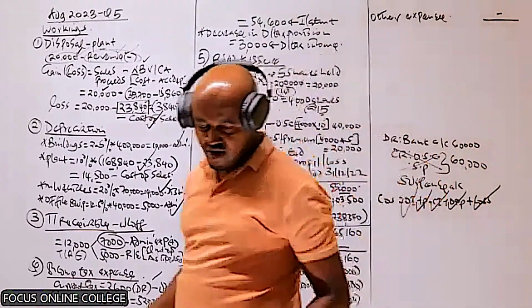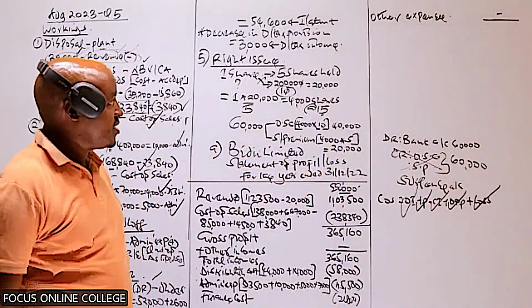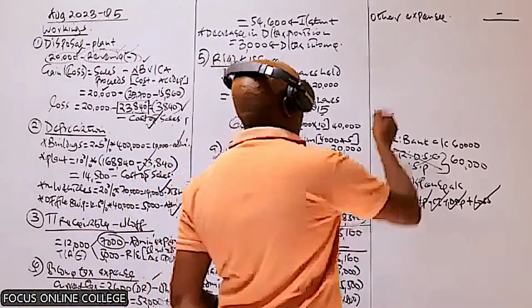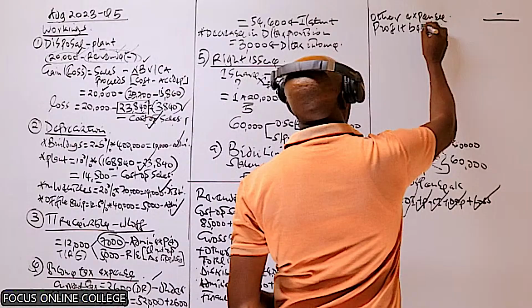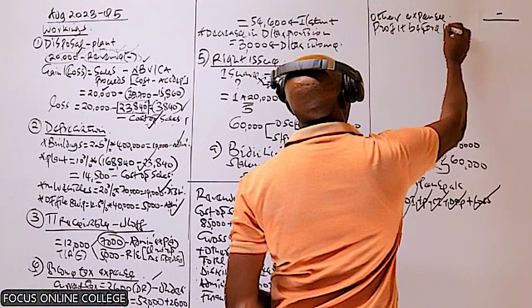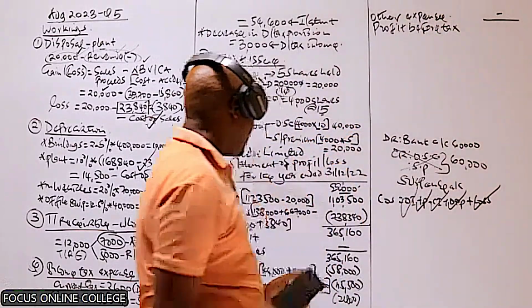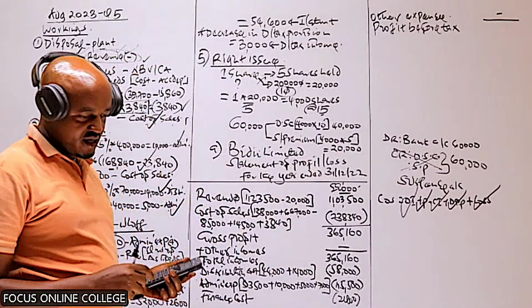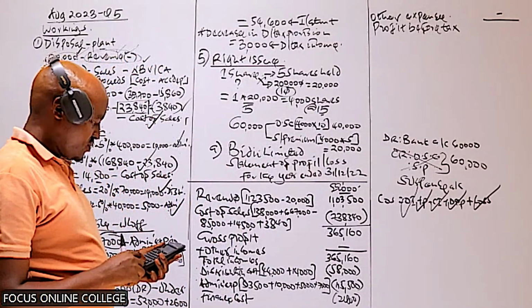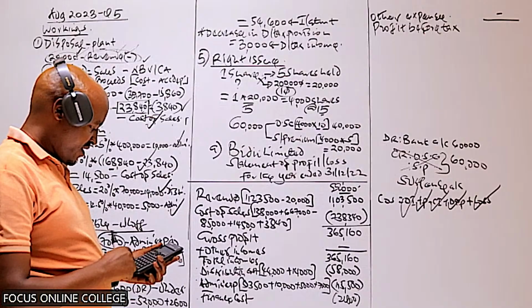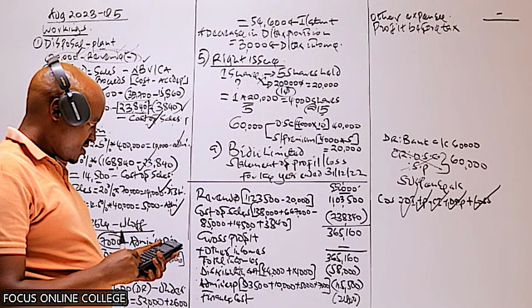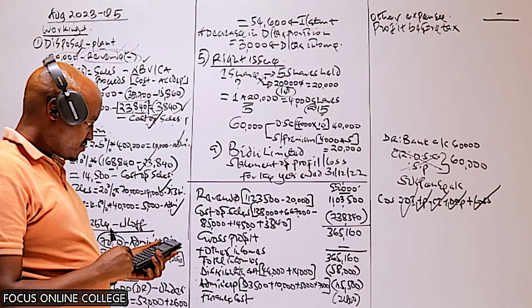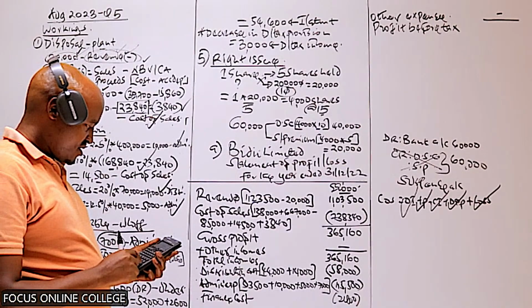So what we need to do now is we get the profit before tax, basically by checking the total incomes minus those three expenses. So 365,160 minus 58,000 minus 115,500.